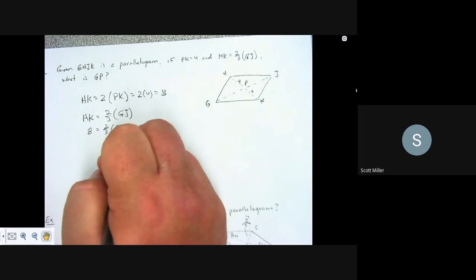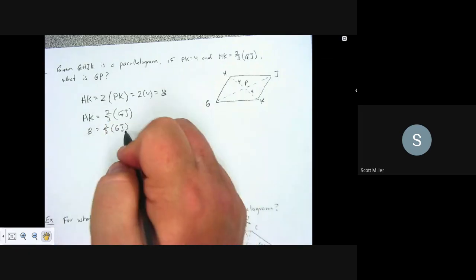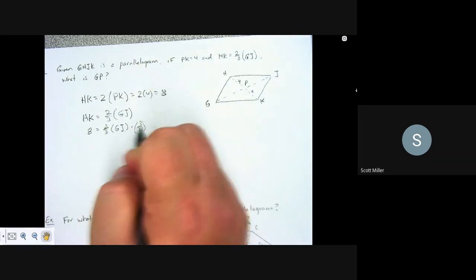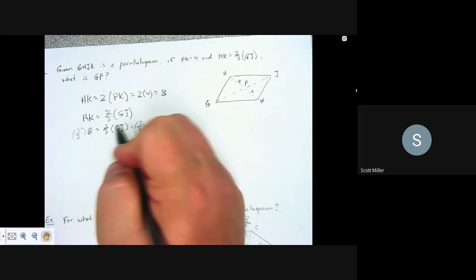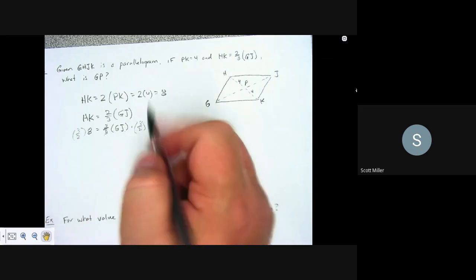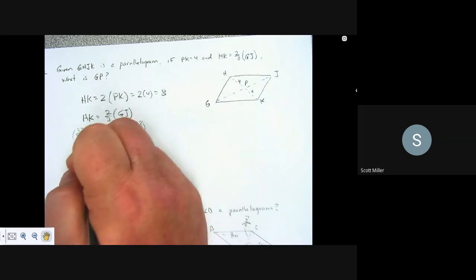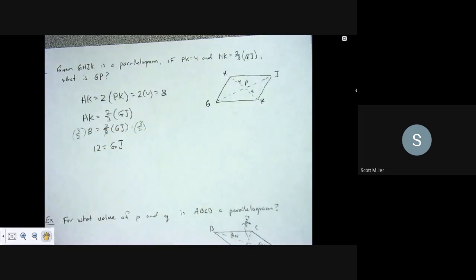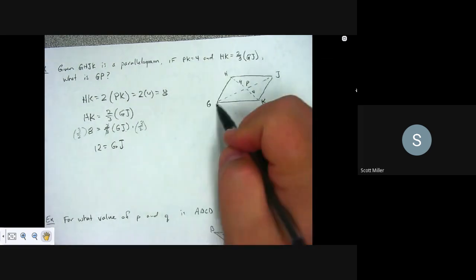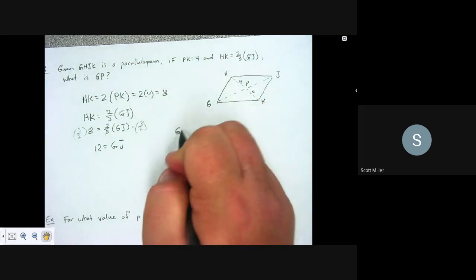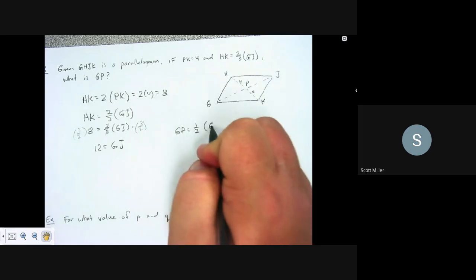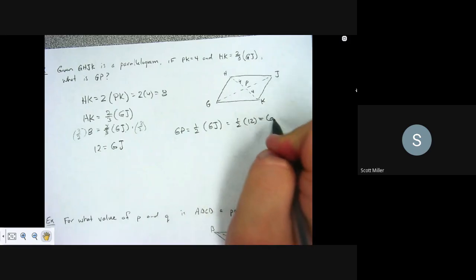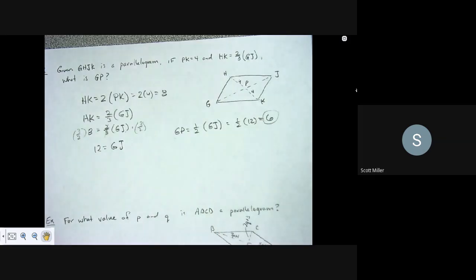8 equals 2/3 GJ. I can solve for this by multiplying both sides by 3 over 2. These will drop out because they're reciprocals of each other to become a 1. This over here becomes 12, and I got GJ is equal to 12. And since I'm trying to find GP, I know that GP is 1/2 of whatever GJ was, which is 1/2 of 12, which is 6. And there's how you can do that one.